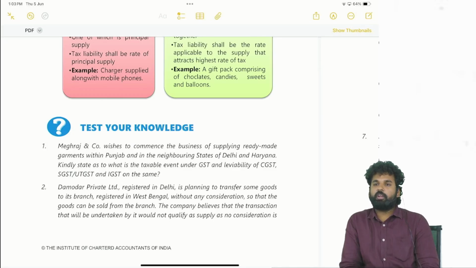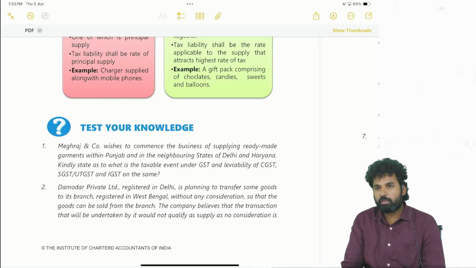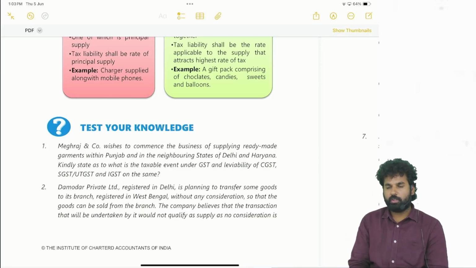Fifth point, renting of immovable property, construction service, software service. Sixth point, works contract service, restaurant and catering service. What is the fourth one? Transfer of business assets. Permanent transfer means supply of goods. Temporary transfer means supply of service. Okay, this is the thing.